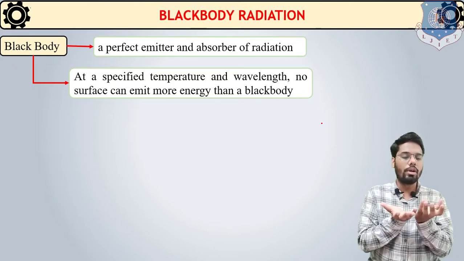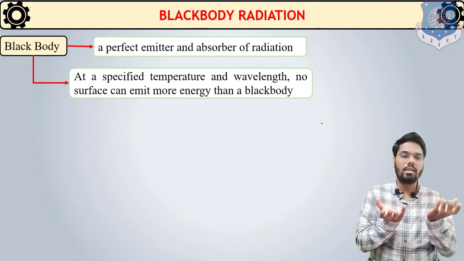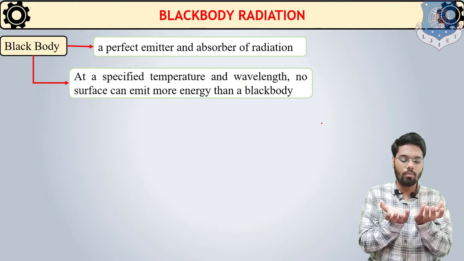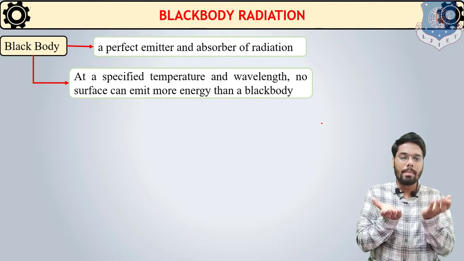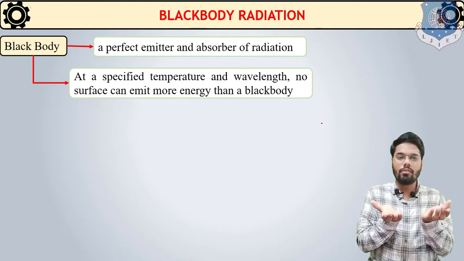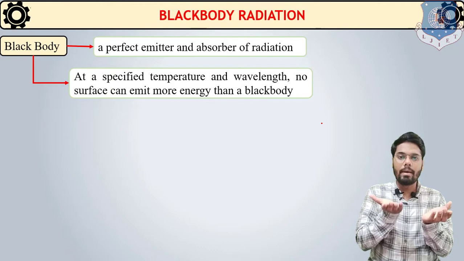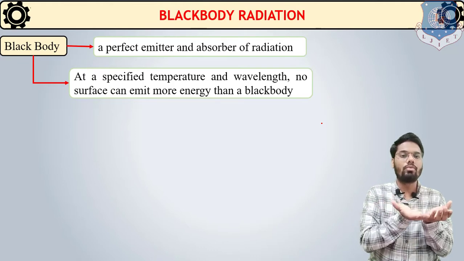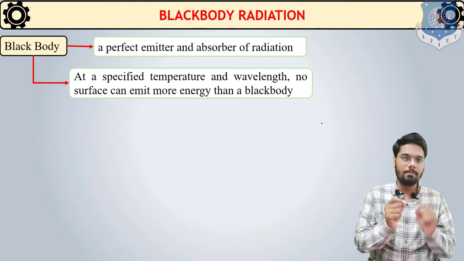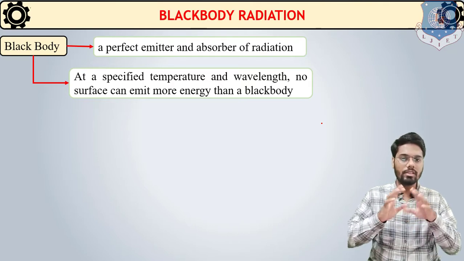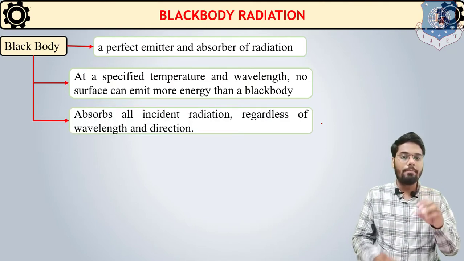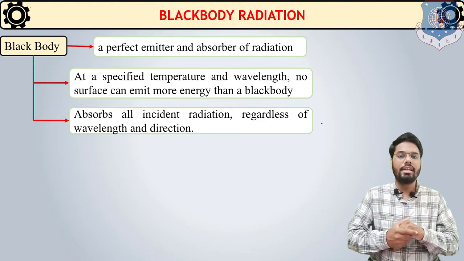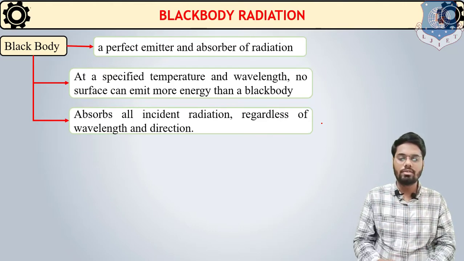Suppose we have two bodies, one a black body and the other a real body. The temperature of both bodies is the same, suppose 60 degrees. At 60 degrees, the maximum amount of electromagnetic energy is emitted by the black body as compared to the real body. So at a specified temperature and wavelength, no surface can emit more energy than a black body. A black body absorbs all the incident radiation regardless of wavelength and direction, as we have just discussed.